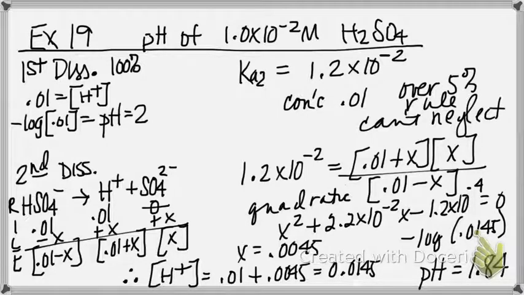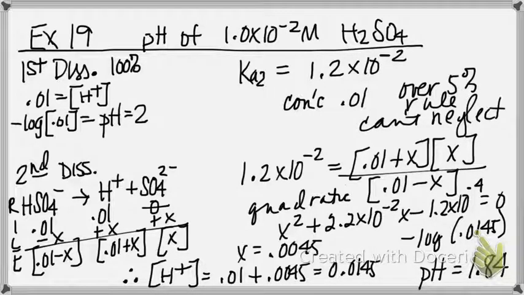Okay, so exercise 19 should look like this. The first dissociation, of course, we get the 0.01. So when we do the second dissociation, we plug in our RICE table, and I realized very quickly that the 0.01 is too close to the Ka value of 1.2 times 10 to the negative 2. So it was definitely over 5%, so we are going to have to use x in our calculations.